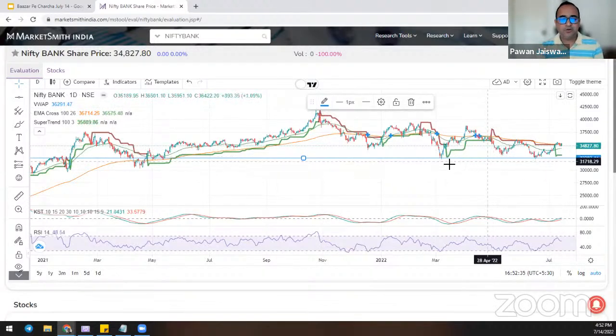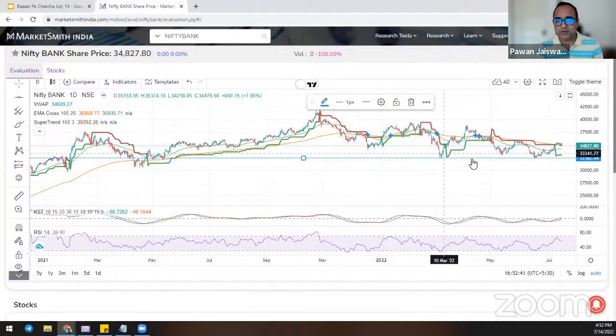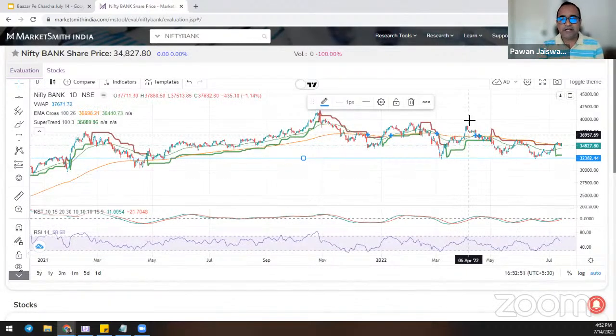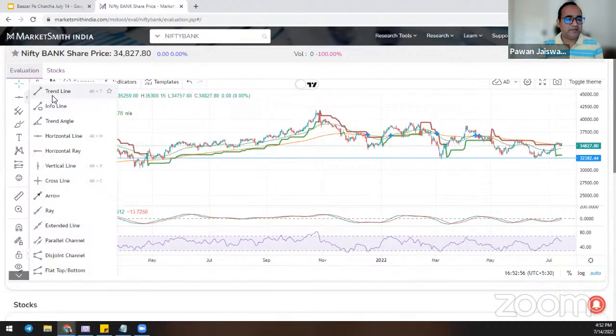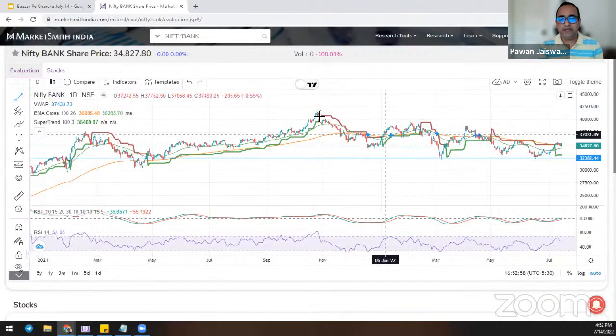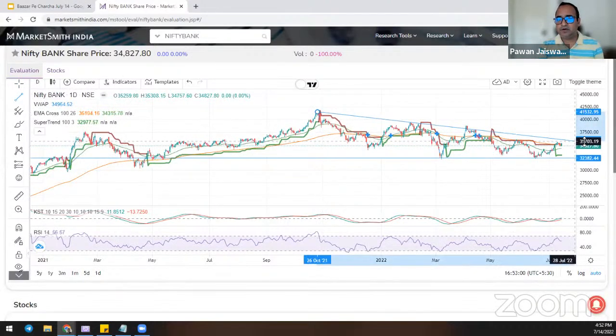So why am I discussing this particular level? There was a major resistance breakout, and after that it took support here, here, and here. That is why I can say that this 32,000 level is now a critical level. Unless and until the market is trending above this 32,000 level, there is some positive hope from this particular sector.